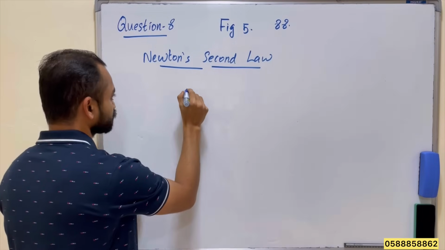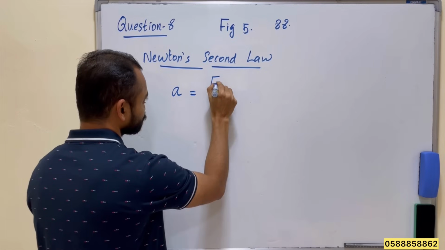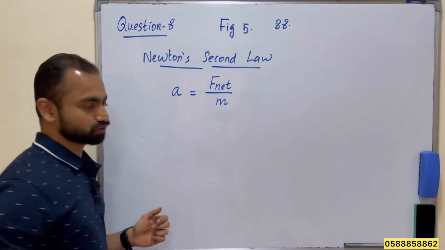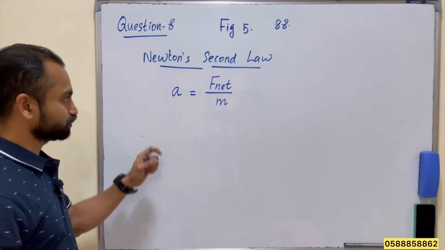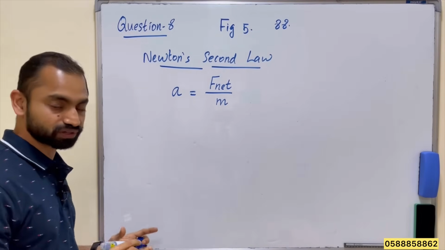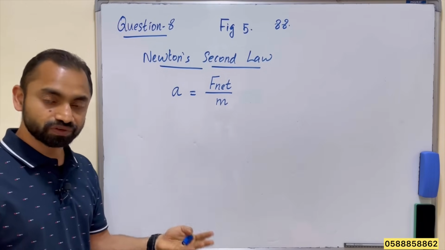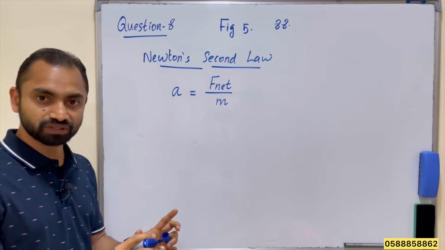According to Newton's second law, the acceleration of an object is equal to the net force acting on the object divided by the mass of the object. Here acceleration is a vector quantity, it has direction. Net force is a vector quantity, it has a direction. Mass is a scalar quantity, no direction.